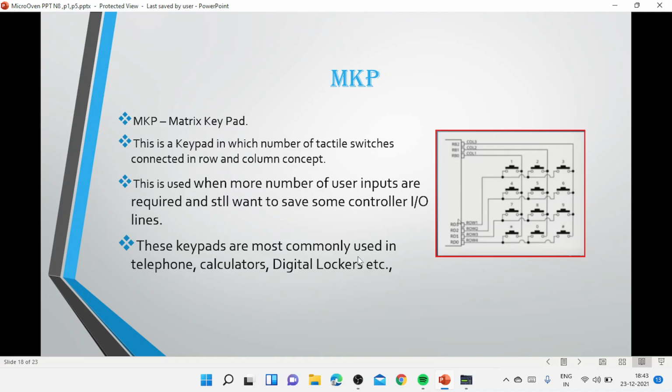These keypads are most commonly used in telephones, calculators, and digital lockers. As we know, in every one of these devices we are using switches, right? So all the switches are made in the form of tactile switches and matrix keypads.